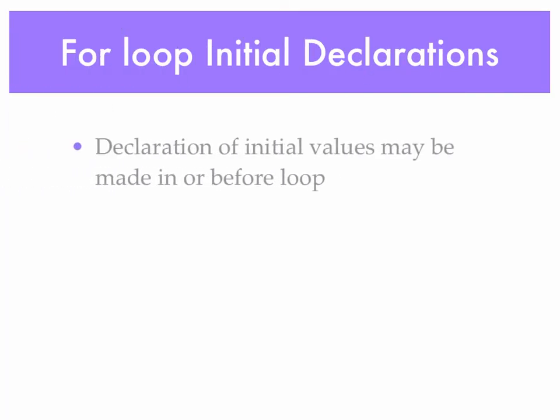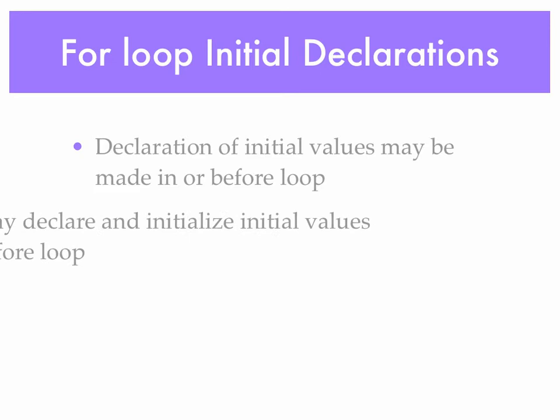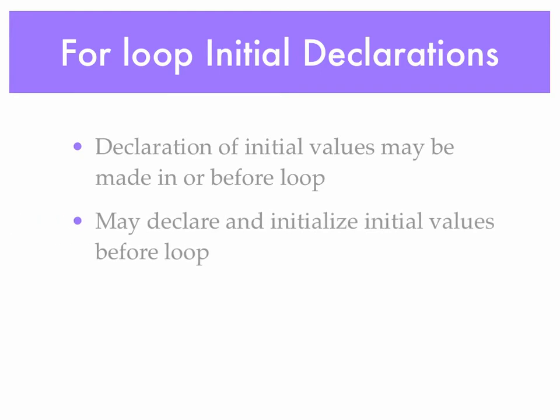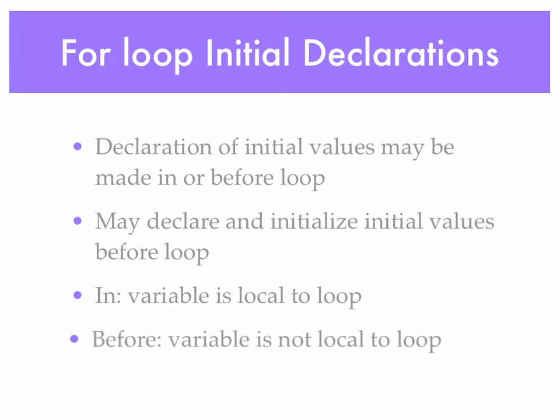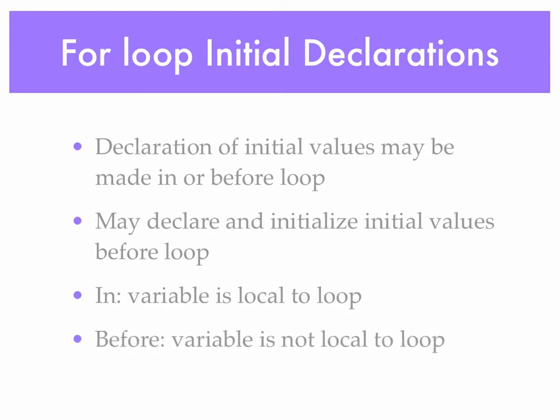Now, when I'm working with for loops, my declaration of initial values can be made in or before the loop. I can declare and initialize initial values before a loop. If my initial declarations and my assignment of initial values is done inside the loop, that variable is local to the loop. If my declaration and initialization, or my declaration alone, is done before the loop, my variable is not local to the loop. So let's look at this.